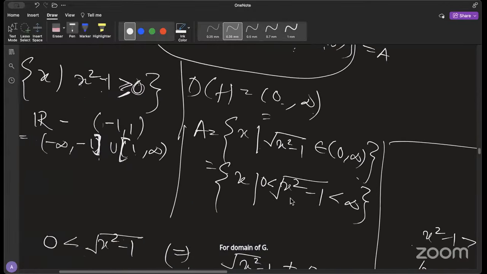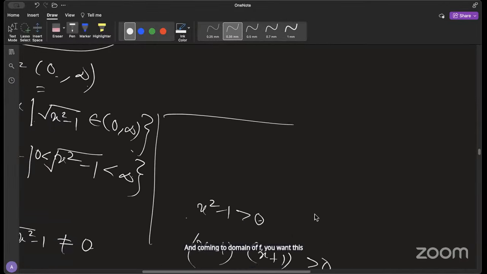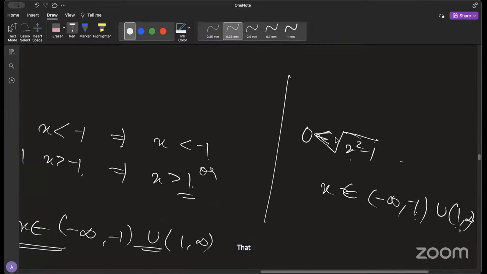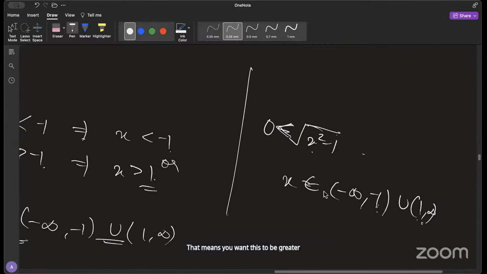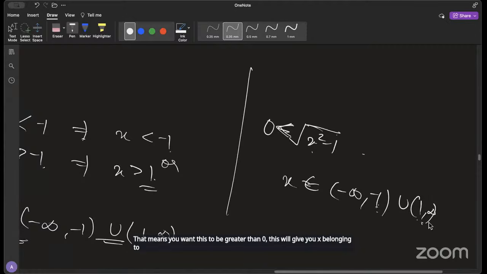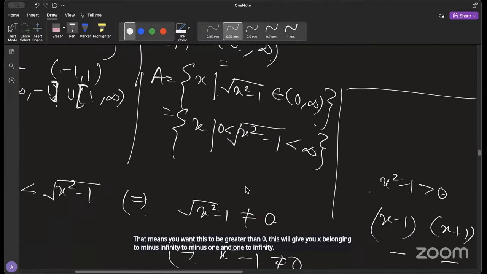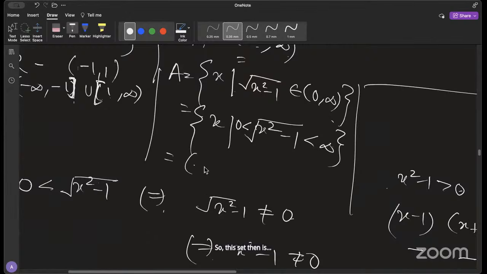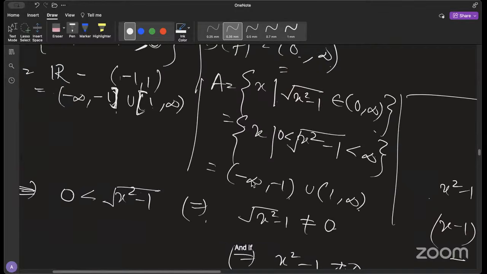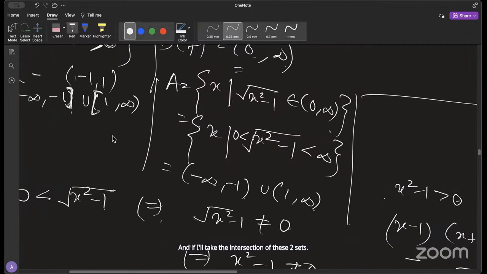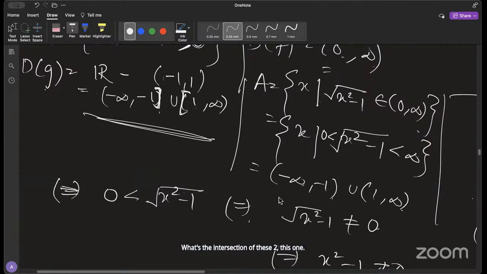Then coming to the domain of F, you want this quantity to be greater than 0. That means you want this to be greater than 0. This will give you x belonging to -infinity to -1 and 1 to infinity. So this set then is -infinity to -1 union 1 to infinity. And if I take the intersection of these two sets, what's the intersection of these two? This one and this one.